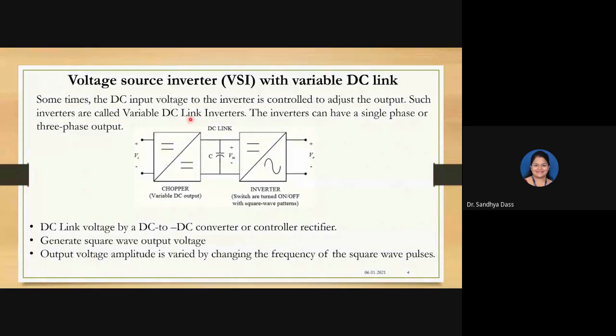Obviously, in between these two circuits, the chopper circuit and the inverter, there will be a capacitor which will be feeding the regulated or adjusted DC input to the inverter. Okay, so this is the basic principle here, as you can see. So a DC link voltage by a DC to DC converter or a controlled rectifier circuit will be used here to generate the square wave output. And if you want to adjust the frequency, then you have to go for adjusting the amplitude.